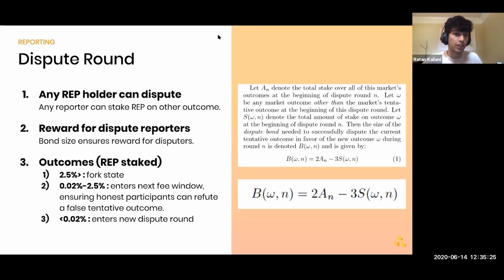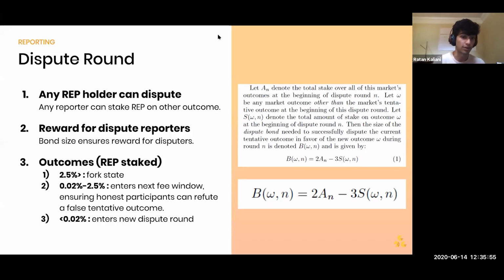Whenever we go into the dispute round state, there are three kinds of outcomes that can result from it. In the first outcome, we see the forking protocol invoked. This is when over 2.5% of all reputation in circulation is staked on the platform. So this really caters itself towards a large event. Say that a lot of people were fighting over an ambiguous sort of event. This would drive it towards the fork state. And this is where we really see the integrity of the Augur platform come out.